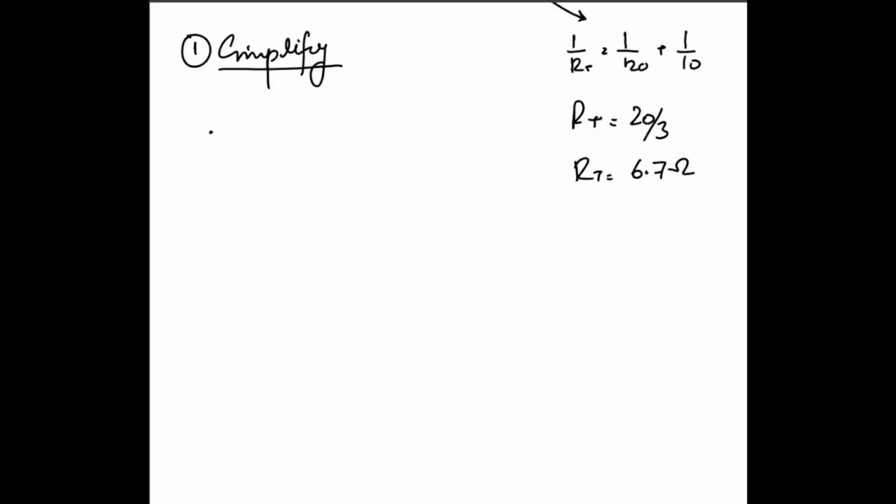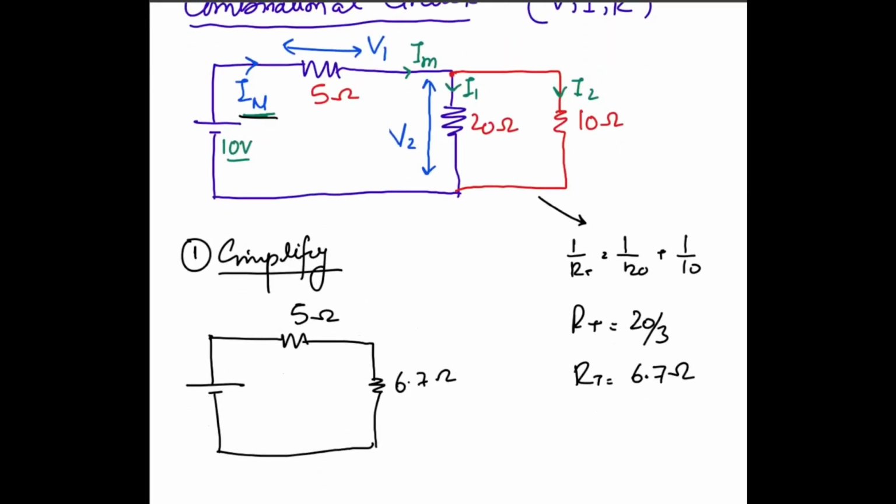So yeah, 20 over 3. All right, so now my circuit looks like this one. I have done the first stage of simplification. I've combined the two parallel resistors this way. So this is my 6.7 ohms and this is my 5 ohms. Now be advised that the representative of these two resistors is now 6.7. They have lost their individual identity in favor of simplification, right?